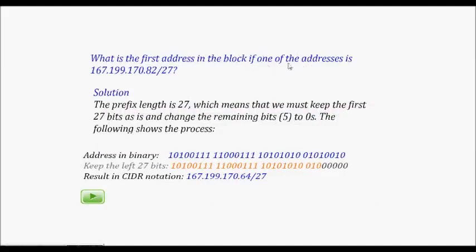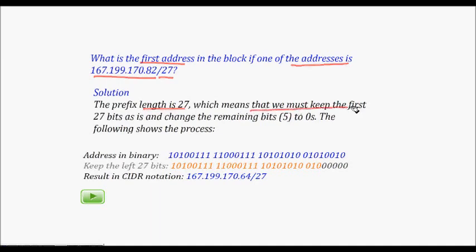So what is the first address in a block if one of the addresses is this? Let's try to see this interesting thing. You are given one of the addresses in the block, and this is your network mask. So what will happen? You have the first 27 bits as 1 and the rest of the 5 bits as 0. You write the bit representation of this and the mask, and you will get the number that is the first address or the network address.